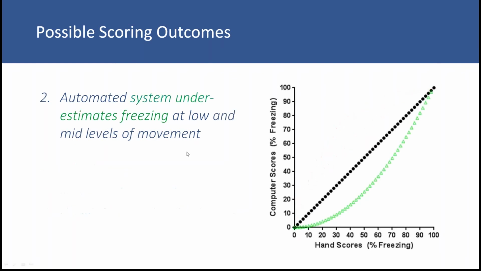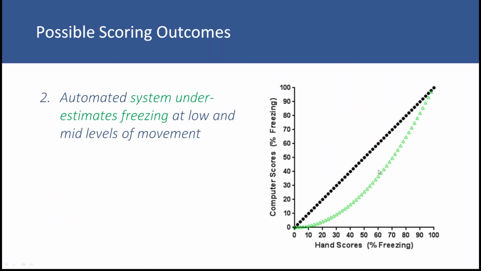The next case would be the automated system underestimates freezing at low and even mid levels of movement. So again, we have our perfect fit here, our perfect agreement between the computer scores and the hand scores in the black line. The green symbols are showing a system that underestimates freezing. So say the human observers are scoring 20% freezing behavior, the computer is only picking up less than 5%. 40% freezing according to the human is coming in at 15% according to the automated system.